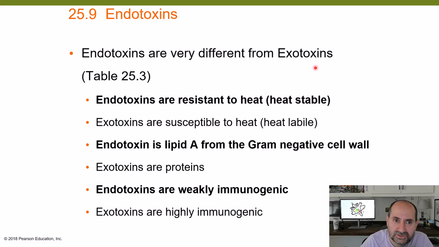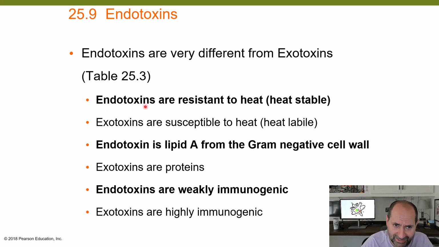And how do endotoxins vary from exotoxins? I want you guys to know this. Endotoxins are resistant to heat. They're heat stable. Think about this. An endotoxin is a lipid. Lipids don't denature in heat, okay? So if you have food that's contaminated with endotoxin, lipid A, you can't just heat or cook that food and expect it to be safe to eat. If it has endotoxin in it, it'll still make you very sick.